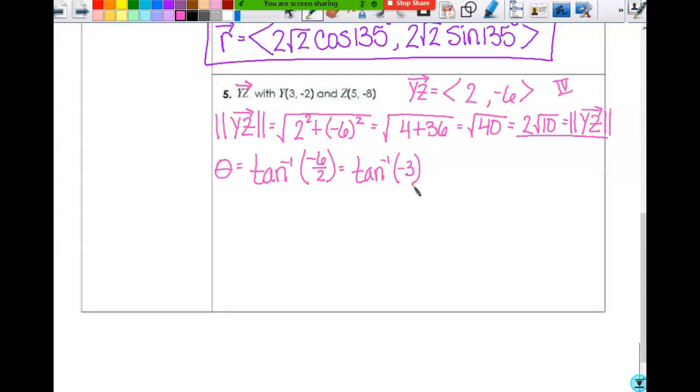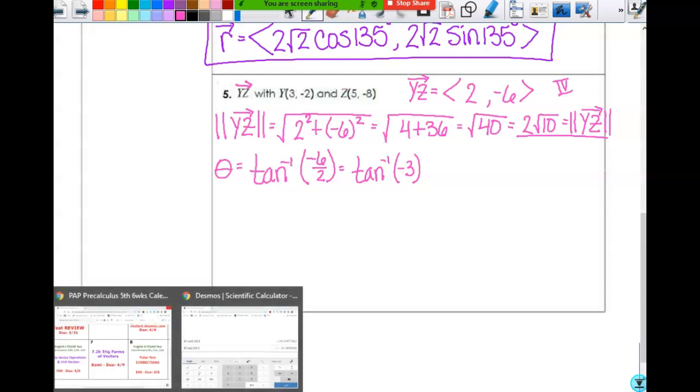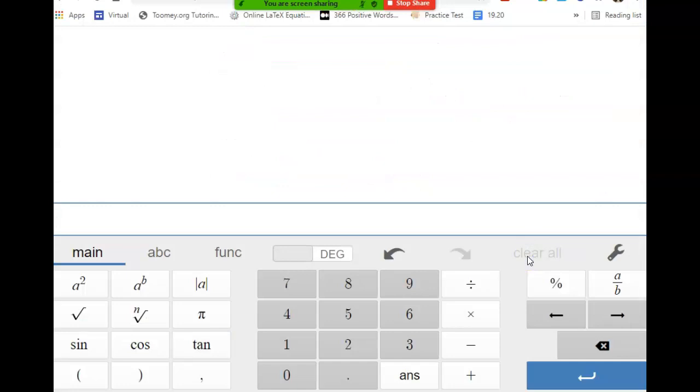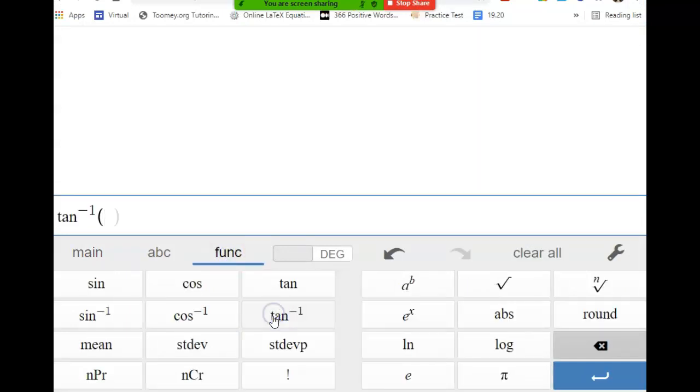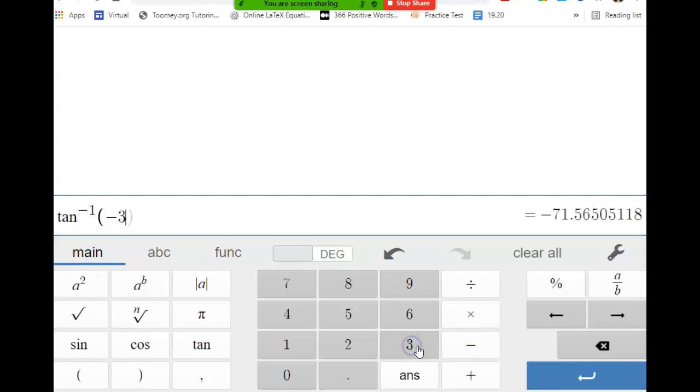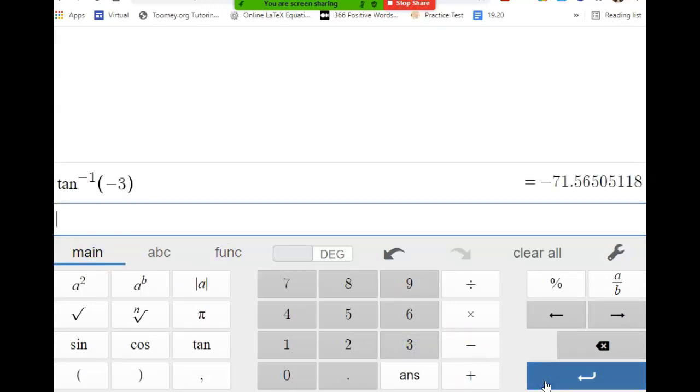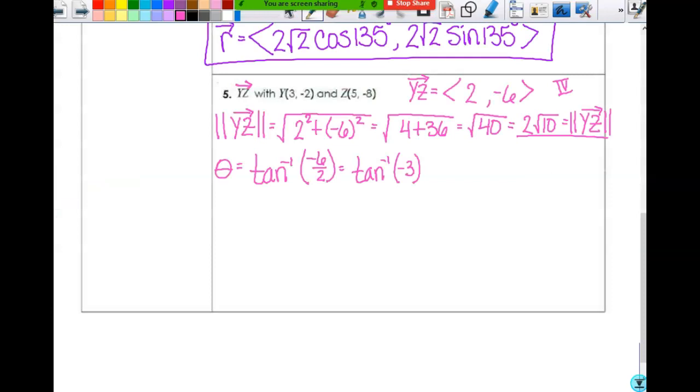Is that a value you're expected to know? No, it is not. So here's where we go to our calculator, and I want to find the tangent inverse of negative 3. So tangent inverse of negative 3 gets negative 71.565. So this equals negative 71.565 degrees, which I know for a fact is not the angle I want because it's negative, but this gives me a fourth quadrant angle, right?